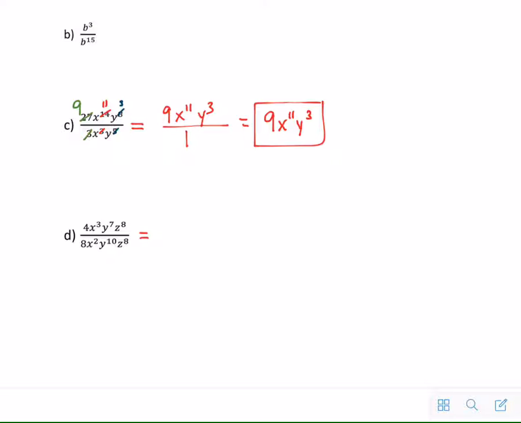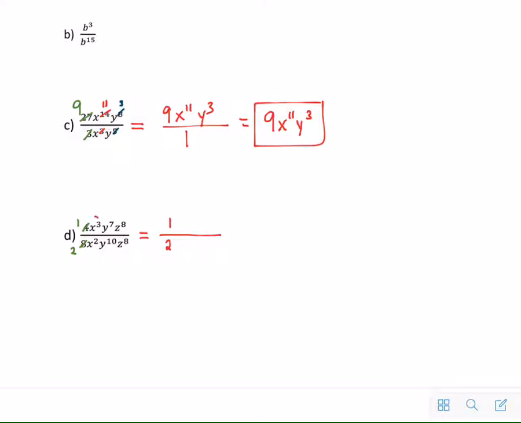All right, let's try D. Start with the 4 and the 8. 1/2. You can take a 4 out of both of them, right? When they're just numbers, you're dividing. You're not subtracting any exponents or anything. So if I divide a 4 out of 4, you get a 1, and a 4 out of 8, you get a 2. So I know I've got a 1 up here and a 2 down here.